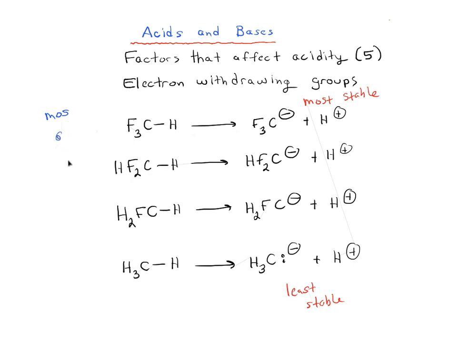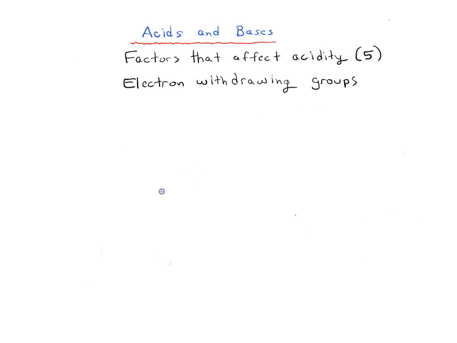So the more it can dissociate, the stronger the acid. So this is the stronger acid, and this is going to be the weaker acid. So the bottom line here is that the more electron withdrawing groups we're adding to a given atom, the more we're going to make it progressively more and more acidic. And this doesn't just apply to alkanes. It can also apply to other types of species.